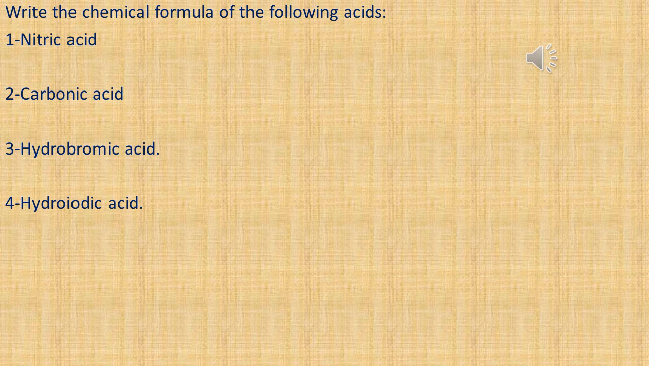Write the chemical formula of the following acids. Number 1, nitric acid. As we know, nitric acid is HNO3. Number 2, carbonic acid, H2CO3. Hydrobromic acid, HBr. Hydroiodic acid, HI.